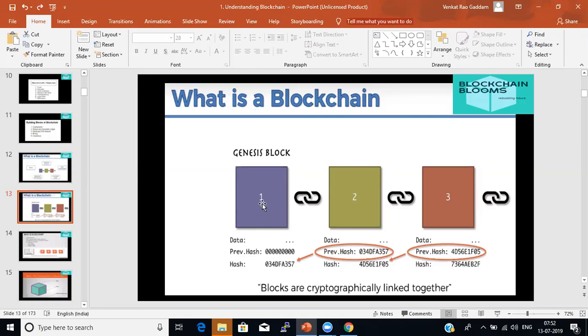Tomorrow, if anyone changes even a dot in the data of the existing blocks, automatically a new hash will be created, and this hash will not fit this hash. It will not match when we compare this hash with the one already in the second block, and automatically the link will be disconnected.